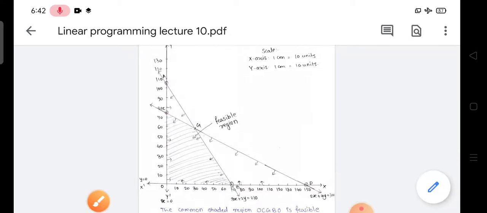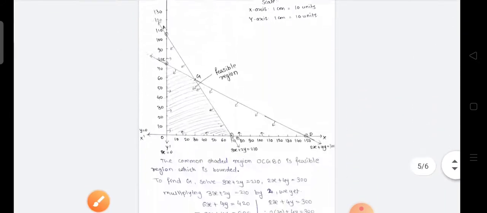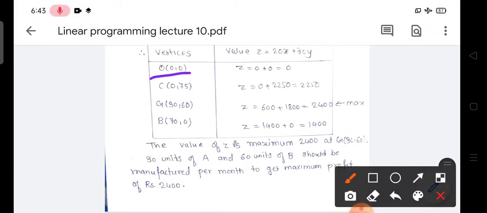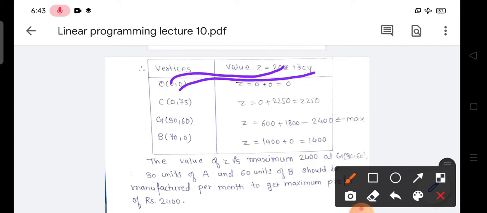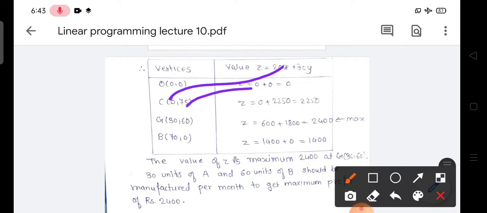Now find the Z value to get the maximum profit. Vertices: O 0, 0; C 0, 75; G 30, 60; B 70, 0. What is Z we defined? 20x plus 30y. X coordinate 0, y coordinate 0, total Z value 0. X coordinate 0, y coordinate 75. How much is it? 30 into 75, 2250. Okay, so the total is this much.